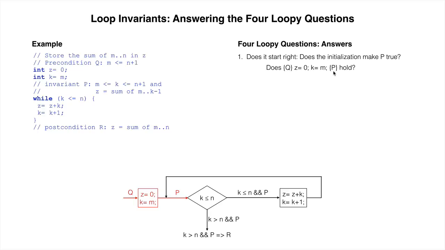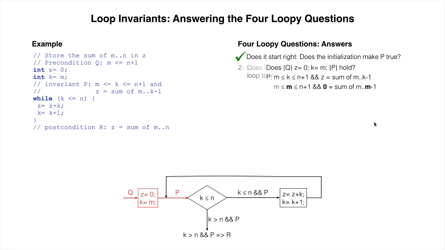To show this, we first write the invariant p. Since the initialization sets z to 0 and k to m, we replace z and k with these values in p, as shown in bold here. We can see that the first part of the invariant is true based on the precondition, q. We can see that the second part is true because m..m-1 is an empty range, and the sum of the elements in an empty range is 0. Therefore, the answer to the first loopy question is yes.